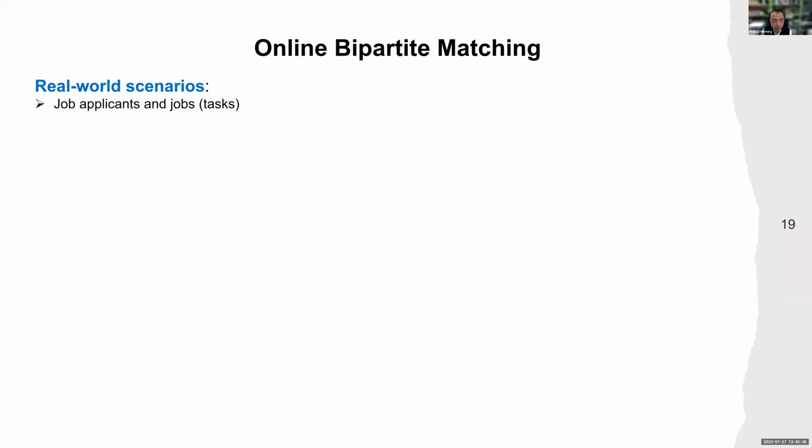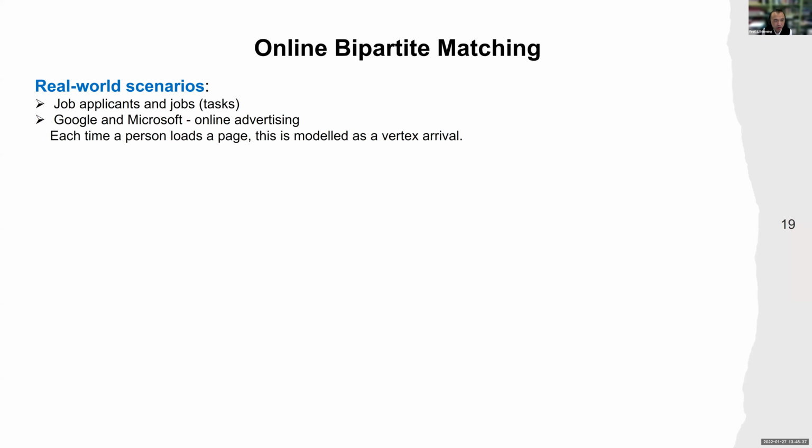Okay, so you see, we already used real world scenarios to talk about the matching, right? Basically, it's a job application and jobs. Or something like Google or Microsoft online advertising, where you load the page, which means that you arrived, and then it will show you some advertisements which suit you best. Okay, so it's also kind of matching, but in that scenario, it's more complicated because it's showing you more than one advertisement.